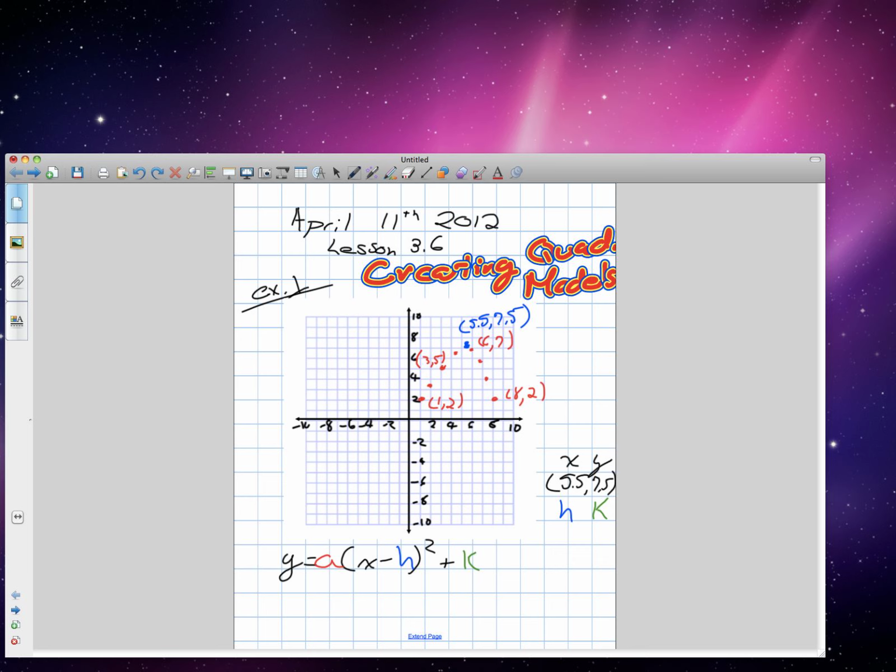The last thing we're going to do, we're going to plug in our h and k, and then we're going to solve for a. Looking at this, Jaden, what kind of parabola? A is going to be what? Positive. Yeah, it's definitely going to be negative because it's a parabola facing downwards. We just don't know what the number is going to be.